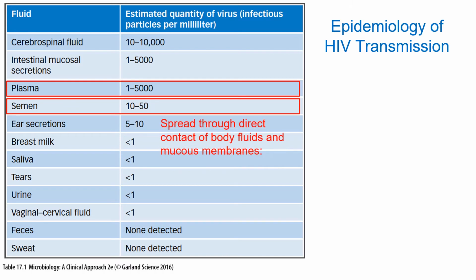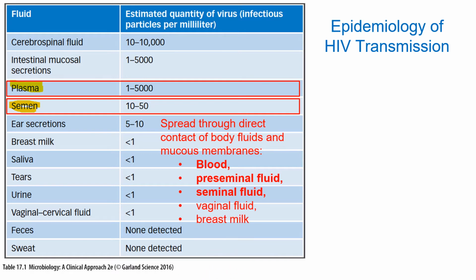This means that the spread of HIV is through direct contact with these particular bodily fluids, in particular the blood plasma and semen. So what bodily fluids are important? Blood and preseminal fluid and seminal fluid are the most important fluids to be concerned with for HIV transmission. We're also concerned a little bit about vaginal fluid and breast milk.